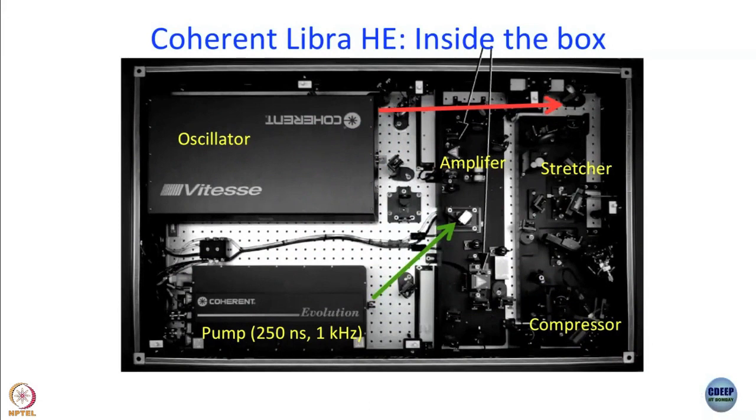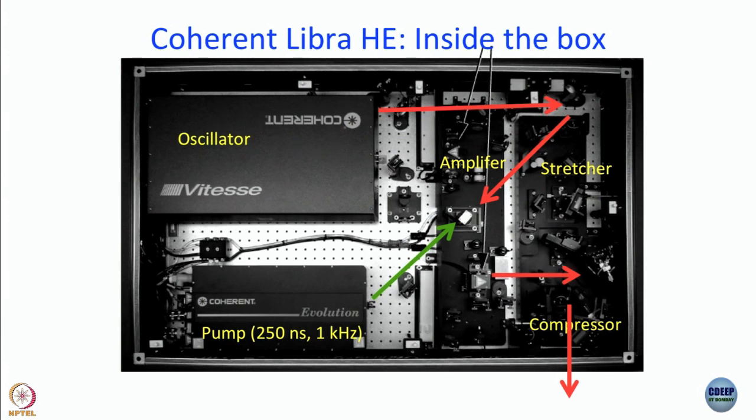So, schematically, this is what happens. The pump laser creates the excited state population in the titanium sapphire crystal inside the amplifier. The output of the oscillator is stretched, and the stretched seed pulse is fed into the titanium sapphire inside the regen. Output of the regen goes into the compressor, and after compression we get the unchirped narrow pulse that we want to work with.